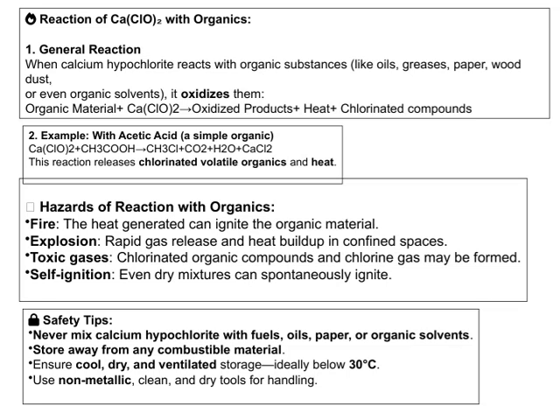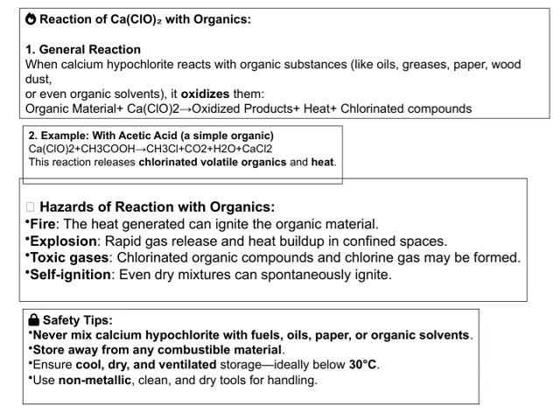Let's go over some important safety tips. First, never mix calcium hypochlorite with fuels, oils, paper, or any organic solvents. These combinations can be very dangerous. Always store calcium hypochlorite away from any combustible materials to prevent fire hazards. It's best to keep it in a cool, dry, and well-ventilated area, ideally below 30 degrees Celsius to minimize the risk of decomposition or reaction. When handling this chemical, use non-metallic tools that are clean and dry to avoid unwanted reactions.